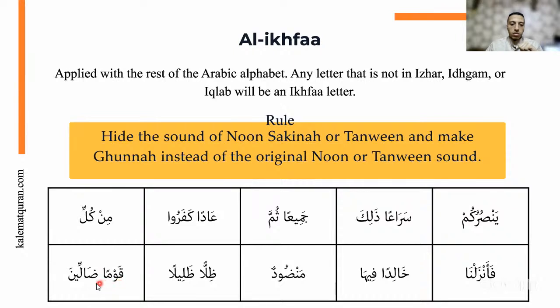قوما ضالين. One more time. قوما ضالين. So I have here a tanween followed by letter ضاد. I hope it's clear, and please let me know if you have any questions. We're going to move on to some more practice of these rules with examples that I'm going to let you read and try yourself.